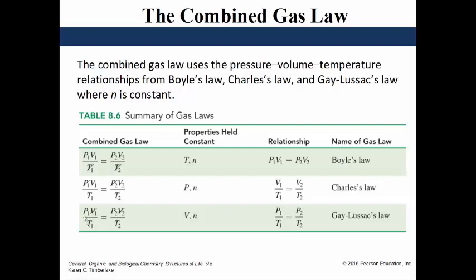So the initial pressure times the initial volume, all that divided by the initial temperature, will equal the final pressure times the final volume, all that divided by the final temperature. All this is the combination of the three equations we just talked about: Gay-Lussac's, Charles', and Boyle's. And just like any of the other equations we talked about, you may be given all these but one, and you need to solve for the one that's not given to you.